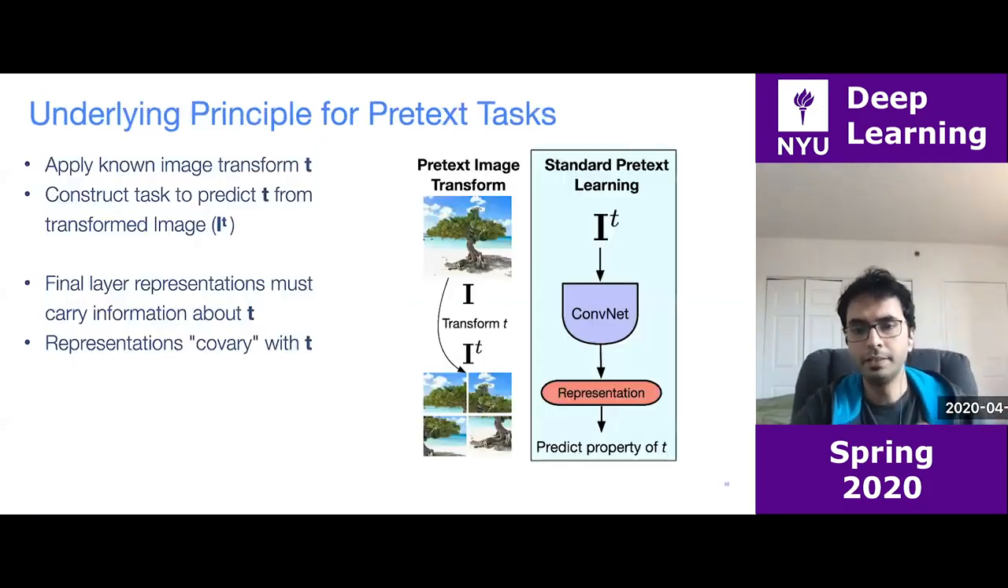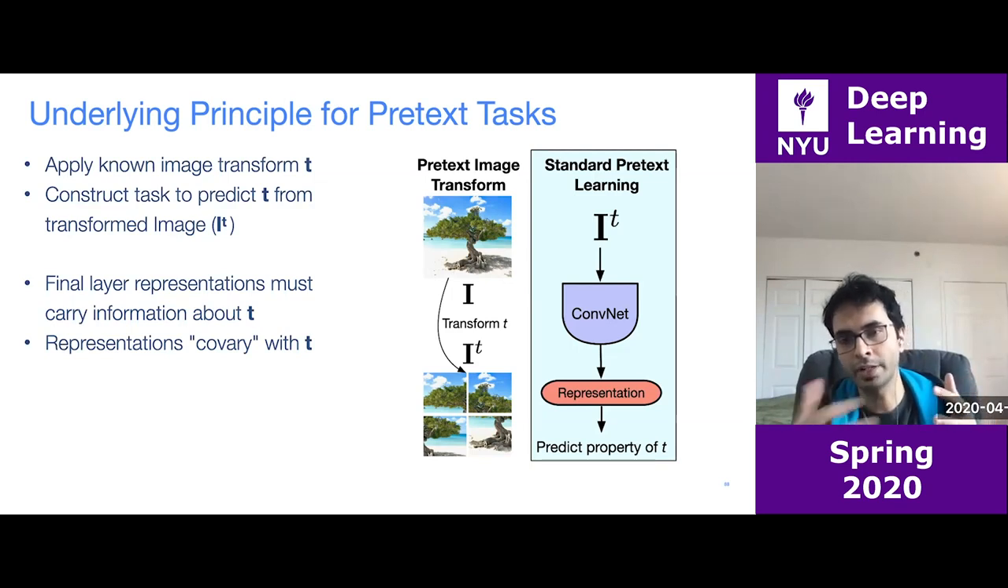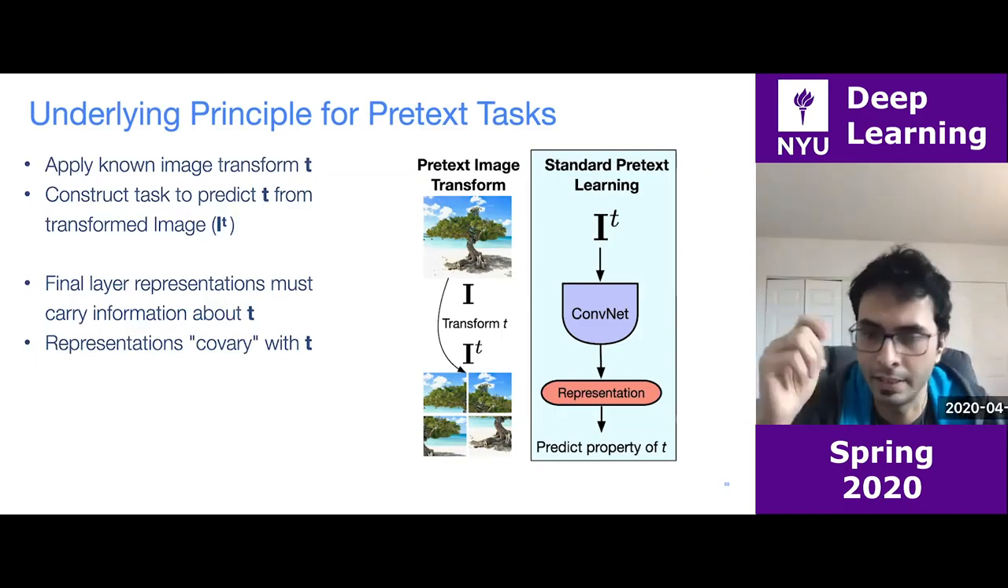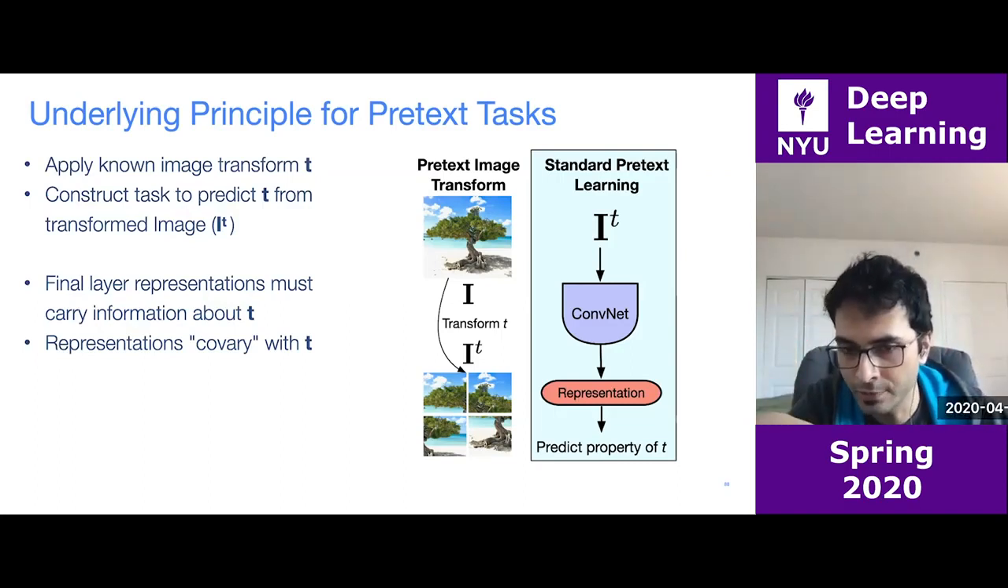Now moving to PIRL a little bit, let's try to understand what the main difference of pretext tasks is, and how contrastive learning is very different from pretext tasks. The one thing I already mentioned was that pretext tasks always reason about a single image. The idea is that given an image, you apply a transform to that image, in this case, say a jigsaw transform.